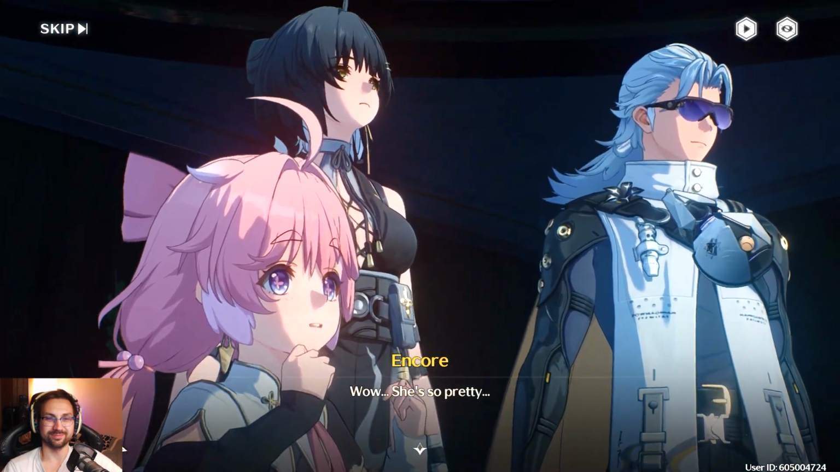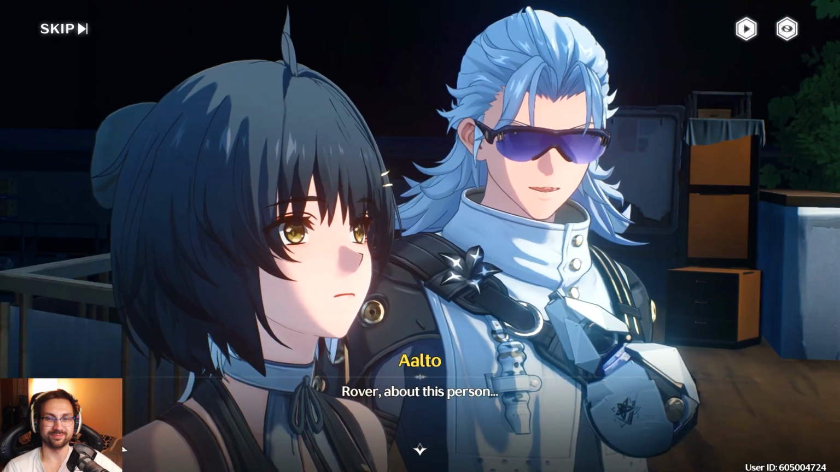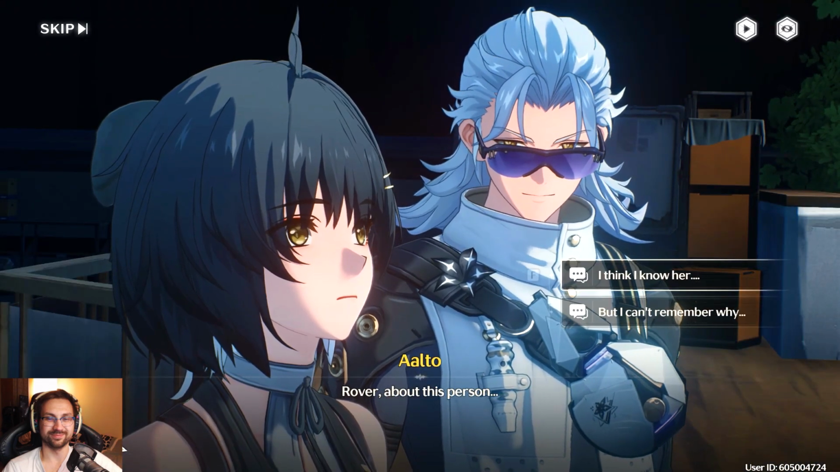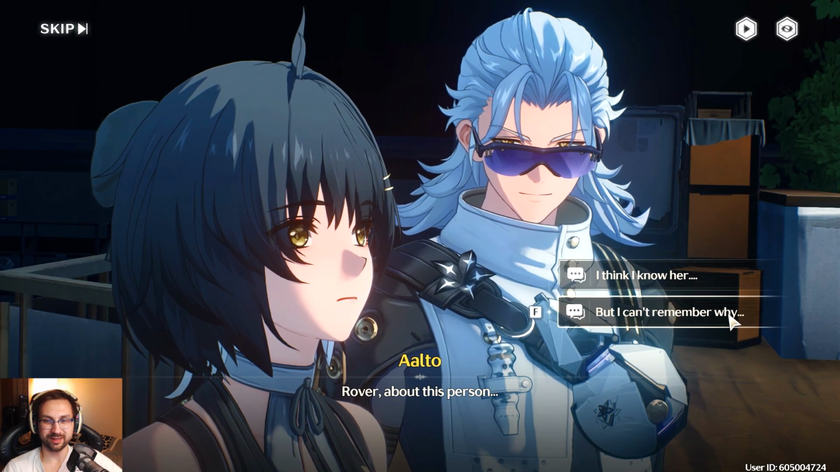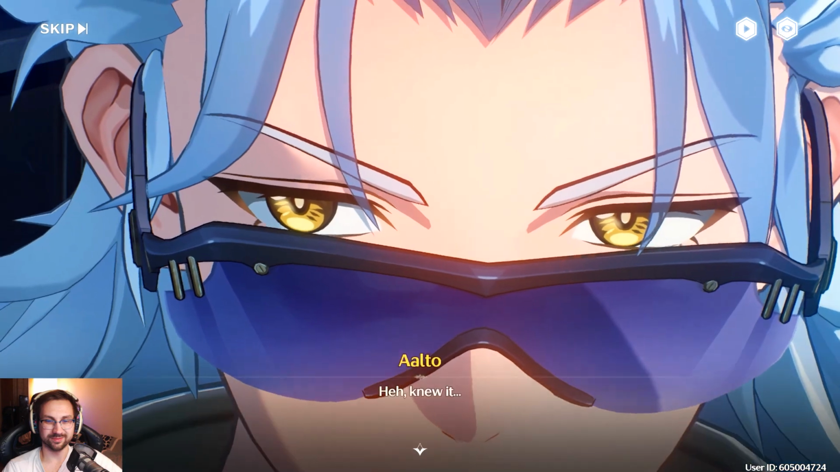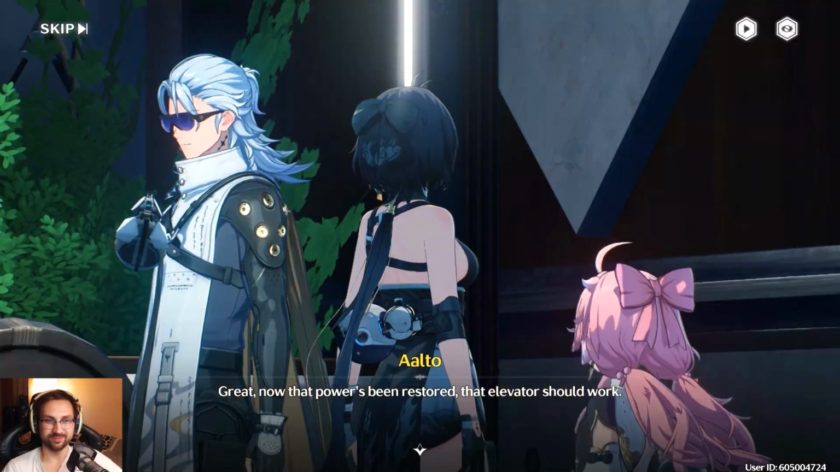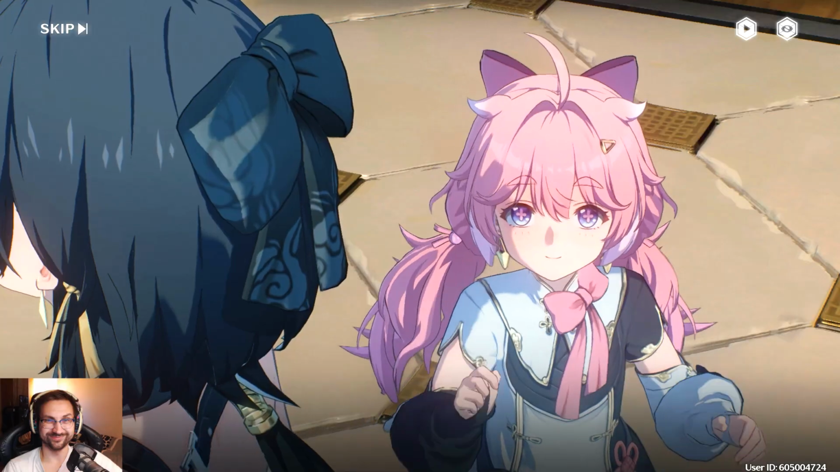Wow! She's so pretty! Rover, about this person. I think I know her. Why? But I can't remember why. Knew it. Great. Now that power's been restored, the elevator should work.